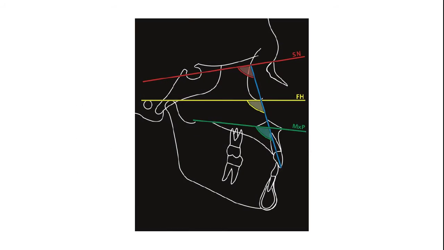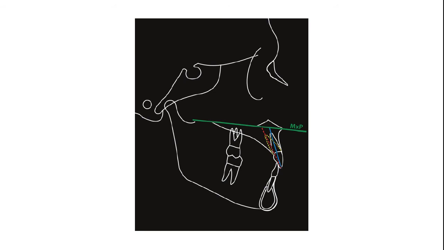The first is the maxillary incisor to maxillary plane inclination. This is perhaps the most commonly employed value to determine maxillary incisor inclination. The result must be interpreted with caution as it will depend on three separate factors. The first is the inclination of the maxillary incisor. Values greater or lesser than the normal range demonstrate a proclination or retroclination of the maxillary incisors.